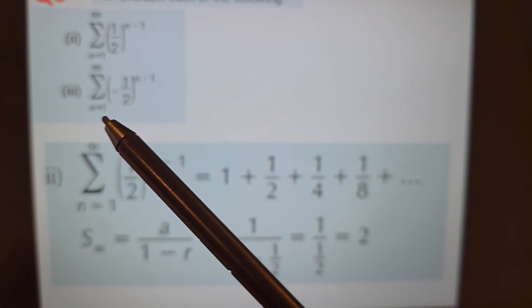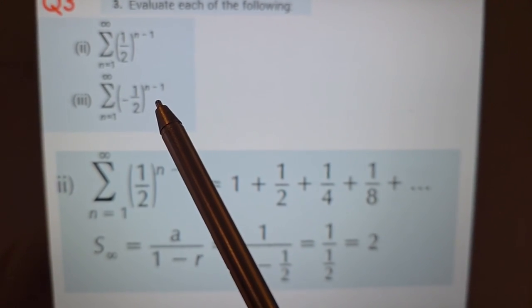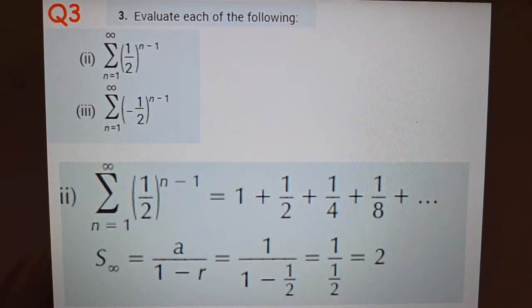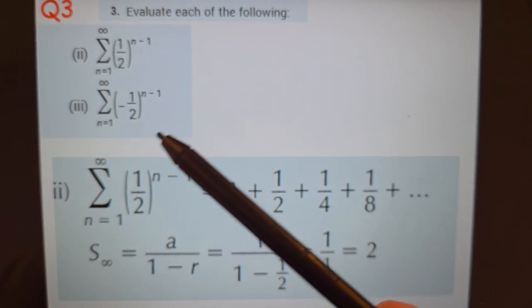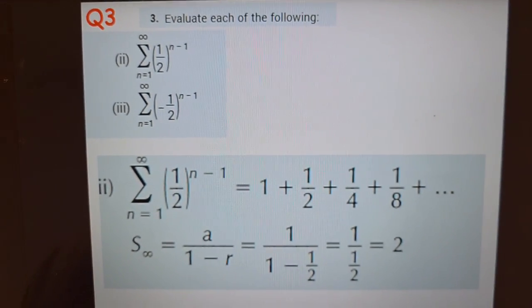Part 3, again, it is the sum of this expression from n equaling 1 up to infinity. So again, it's a sum of infinity formula. Just write out the first couple of terms. So start at n equal to 1, then n equal to 2, then n equal to 3. And that's enough. You don't need to do any more than that.